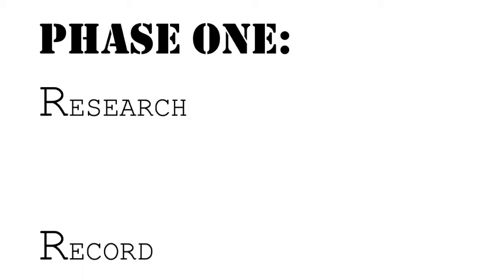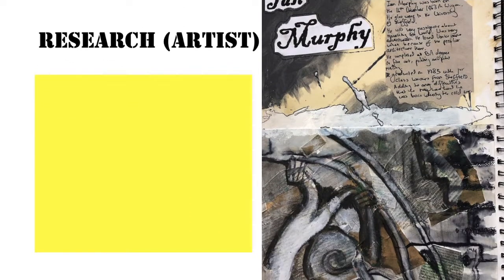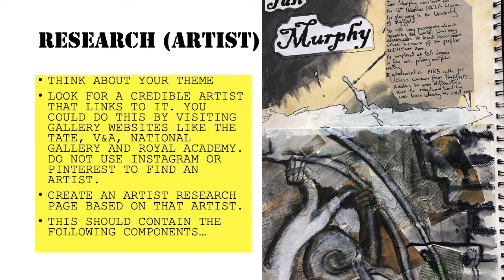So, phase one of your project: research, record, refine. Research is your artist research. After you've done a mind map and decided what your theme actually is, have a think about it and look for a credible artist that links to it. You should do this by visiting gallery websites like the Tate, V&A, National Gallery and the Royal Academy. Do not use Instagram or Pinterest to find an artist.